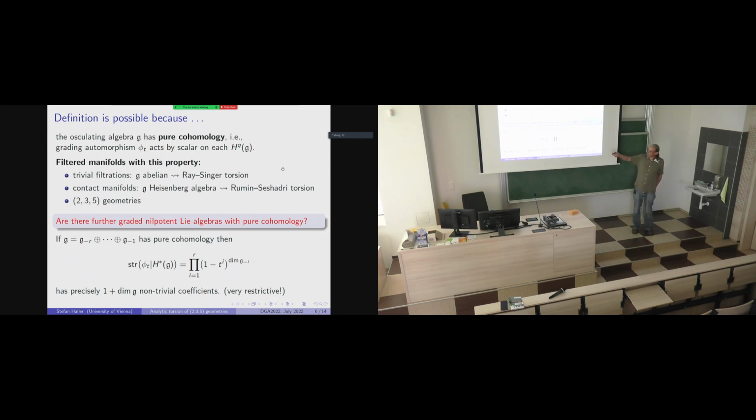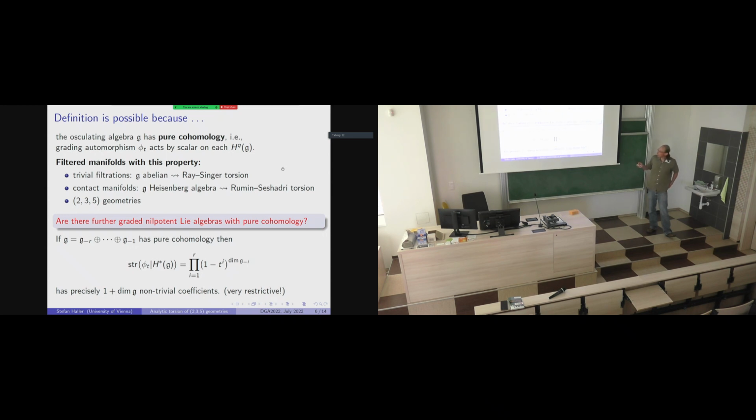then you can look at the grading automorphism in cohomology and take the graded trace. And that can, of course, be rewritten as this product on the right-hand side. And notice that the product on the right-hand side doesn't depend on the Lie algebra structure, but only depends on the dimensions of the grading components. And if it has pure cohomology, then this polynomial has to have precisely dimension of g plus 1 non-trivial coefficients. And that turns out to be an extremely strong restriction.